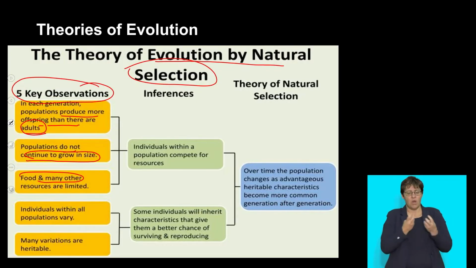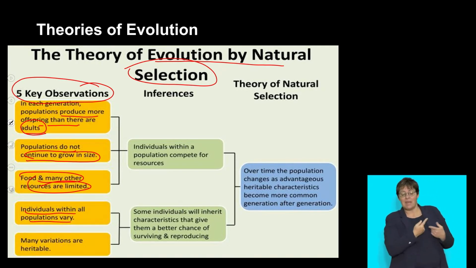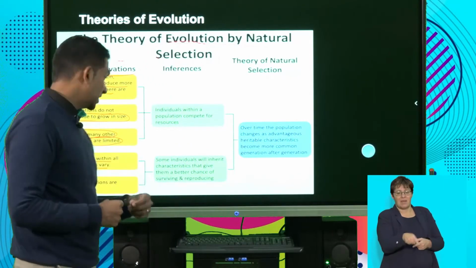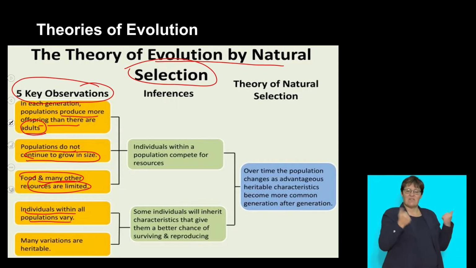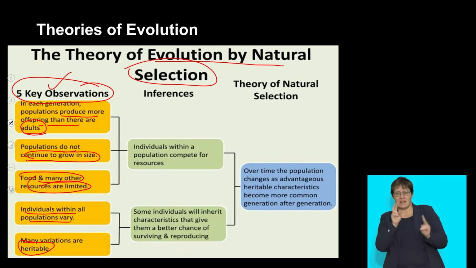Food and many other resources are generally limited in the population, meaning that we find that generally there's some kind of competition for food. And this means that individuals within the population also have characteristics that make them different. And those individuals that are different sometimes have a better chance at surviving. And if they do survive, they then pass down those variations to the next generation. And so that's the key observations around natural selection.